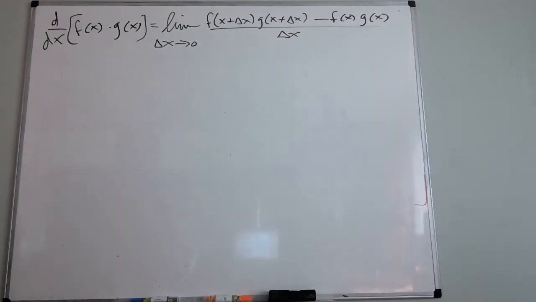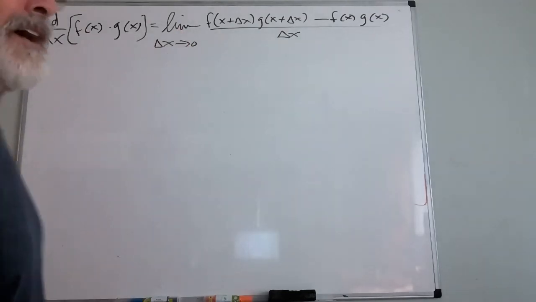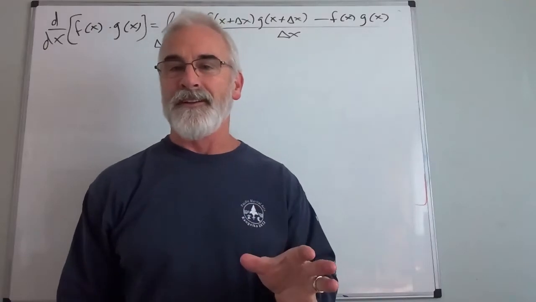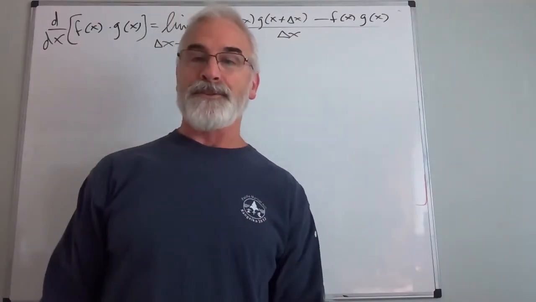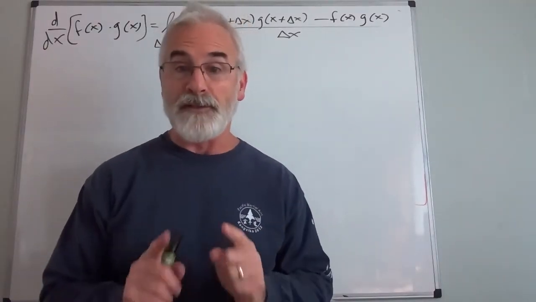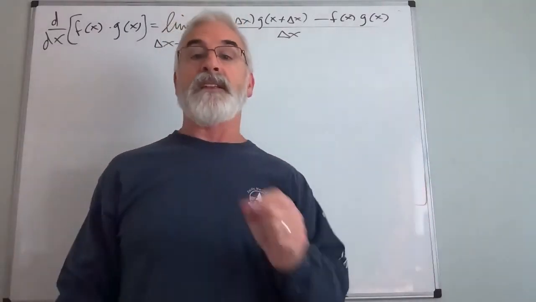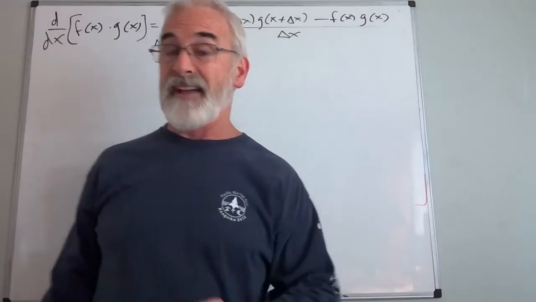I have nowhere to go right now. I can't do anything with that. But if I add the appropriate terms to the numerator, add and subtract, I should say, I might be able to do like I did with the sine and cosine. In other words, pull it apart and individually evaluate. And that's really the key.